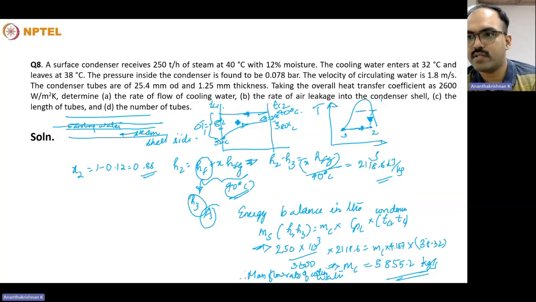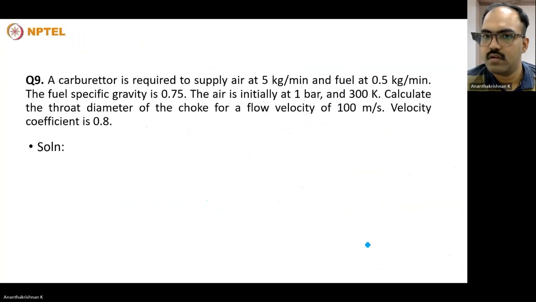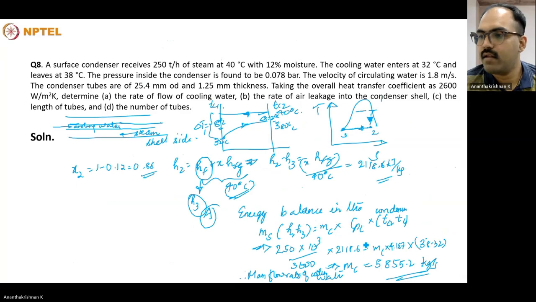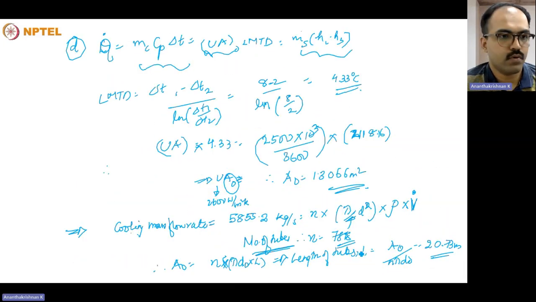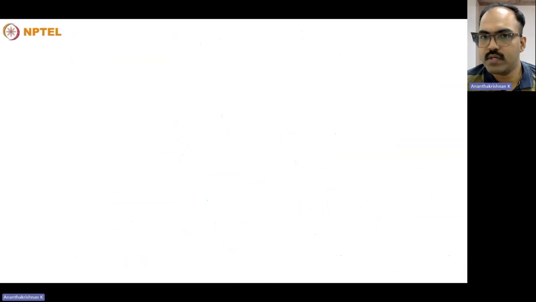And one more equation is required to get the length of the tube, that is the total mass flow rate of the cooling water. We have already obtained that from the first part of the problem and used the number of tubes and the cross-sectional area, just like the continuity equation, we get the number of tubes. That's all for this problem. We can move into the next one.